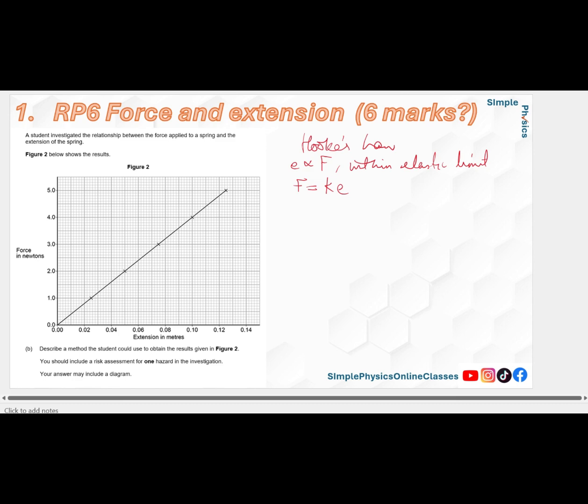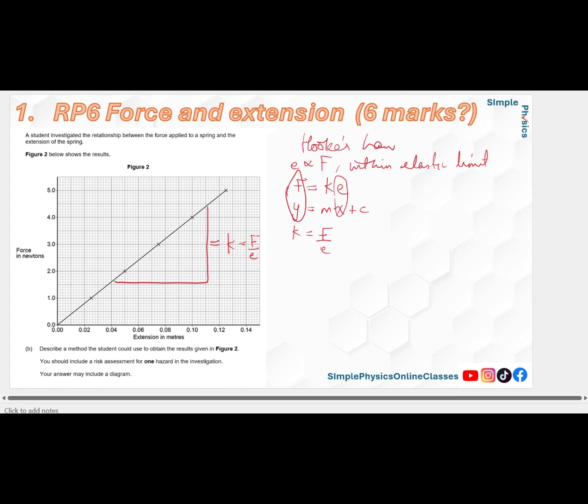If you did a graph of force against extension and applied this equation of a straight line, so a graph of force on the y-axis against extension on the x-axis, that means the gradient of this graph is equal to k, the spring constant. Or look at it the other way, k is simply F over e, and that's rise over run, or change in y over change in x. So that's the theory behind it.